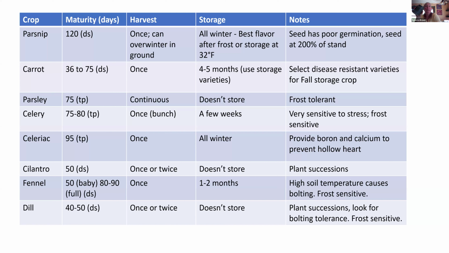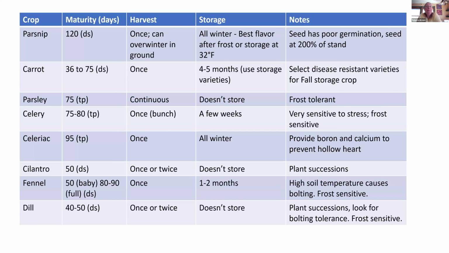Parsley can be transplanted. It takes about 75 days, and it can be harvested continuously. Celery is 75 to 80 days. Celeriac is 95 days. Celery is much harder to grow than celeriac. It's extremely sensitive to both stress and frost. Celeriac is not as sensitive to frost. It's not as sensitive to stress, but you want to make sure to provide sufficient boron and calcium.